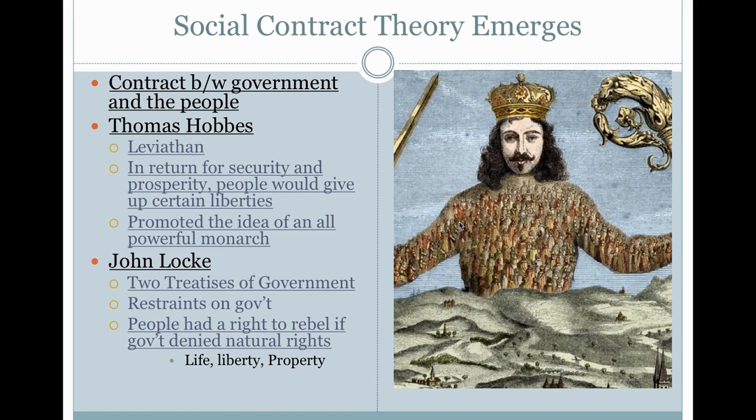He believed the contract theory was this contract where the government was in a contract with the people, and the government was to protect those rights. It was up to the government to not only provide security and prosperity, but to protect the human or natural rights of people. And if the king didn't protect those rights, the people had a right to rebel.